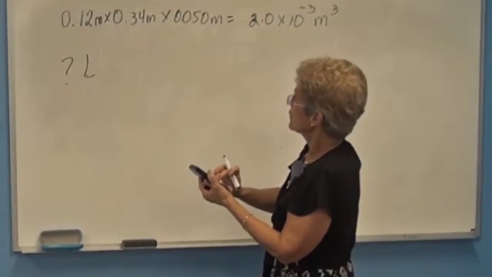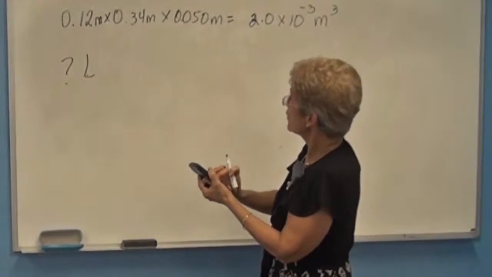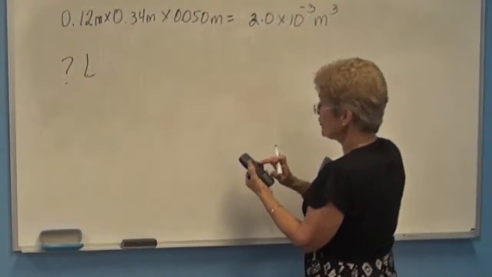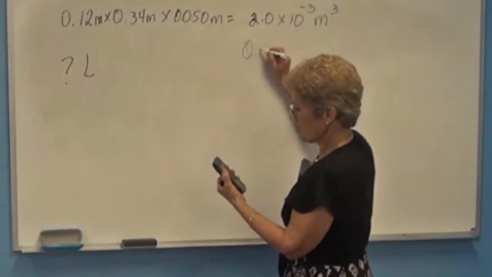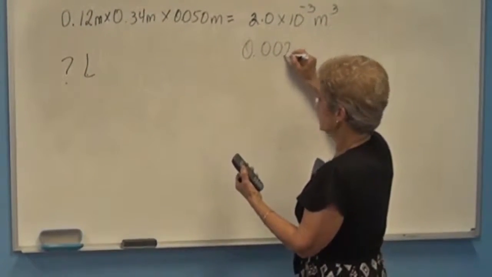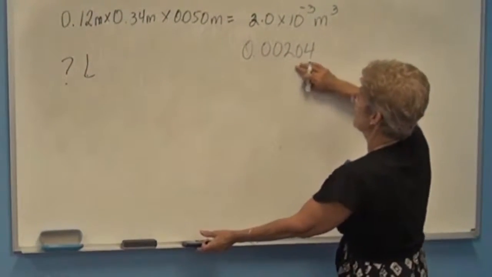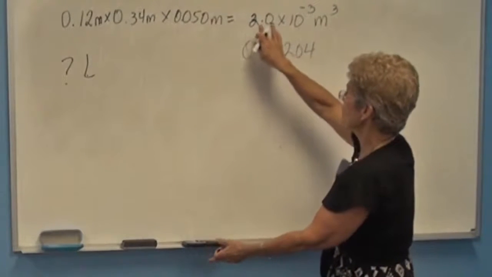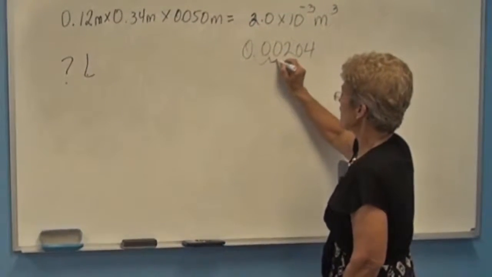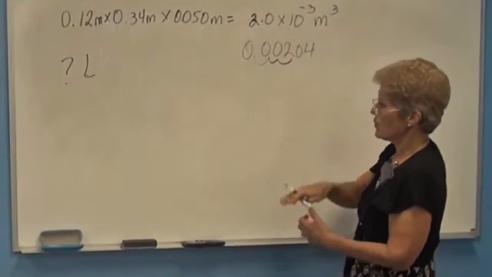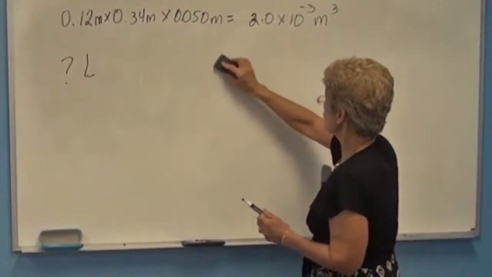0.12 times 0.34 times 0.05 equals, yep, get the same answer. And the answer that comes up in my calculator is this. I just want you to see it. Okay, that's the answer that comes up in my calculator. But I have to take that to 2 significant figures, and I'm putting it in scientific notation because it's easier to deal with. So it's 3 back. So there it is. Okay, so that's meters cubed.